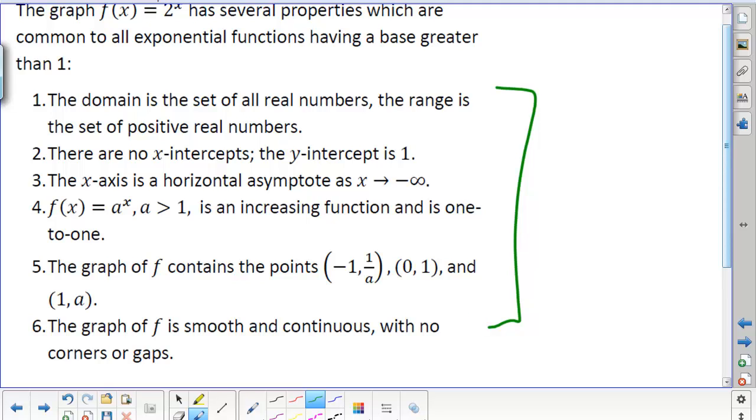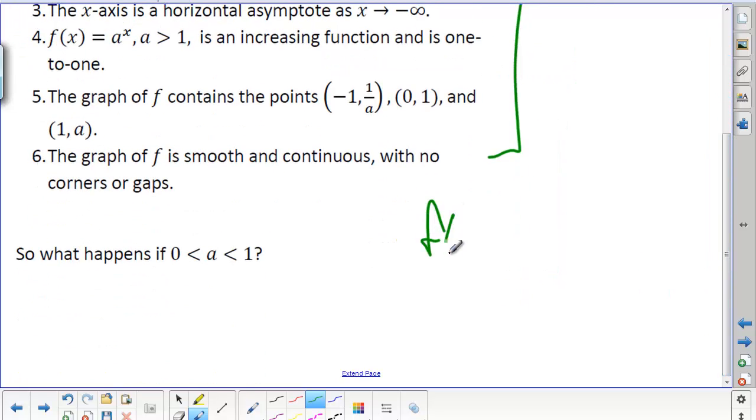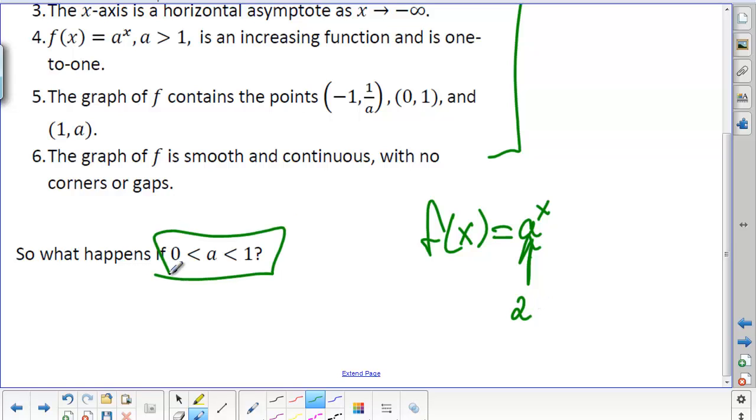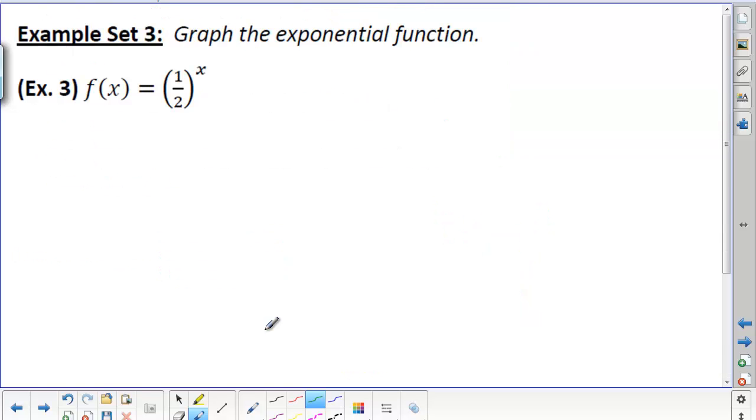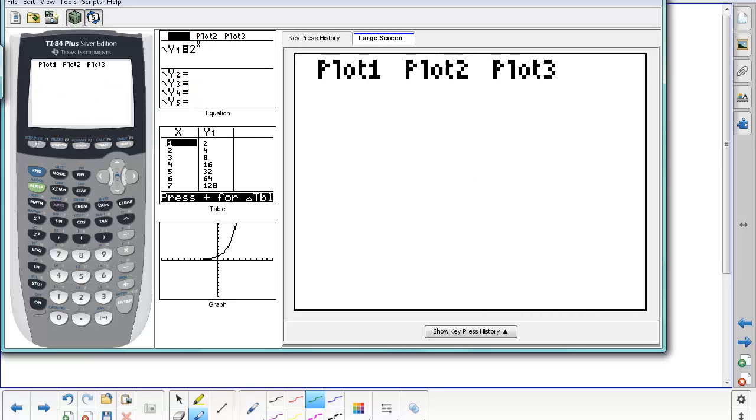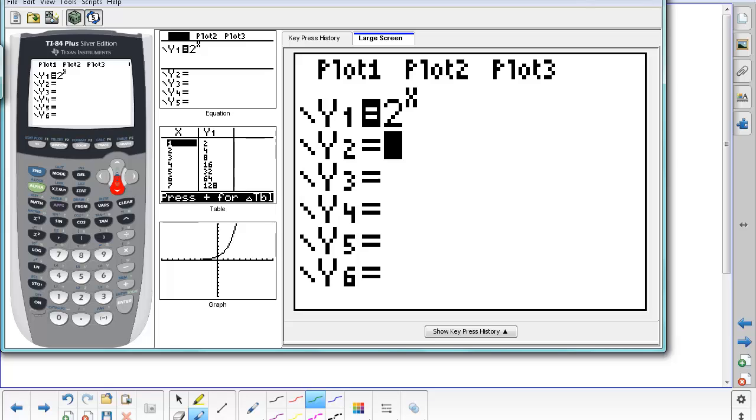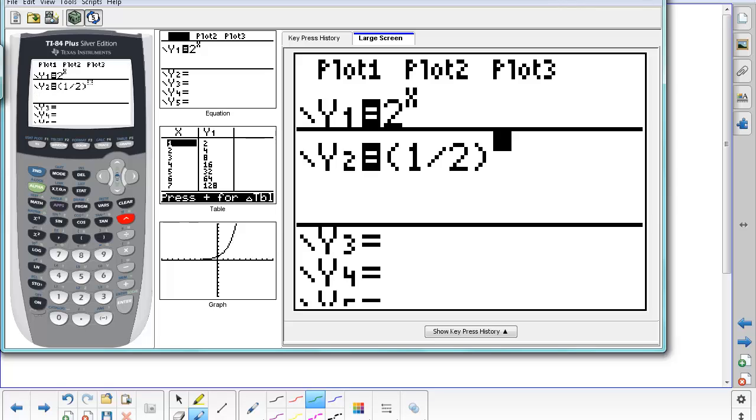Now that function we just looked at, 2 to the x, that 2 was that value of a, right? So the next question, well, what happens if a is something different? What if it's between 0 and 1? Say f of x is 1/2 to the x. So now this value of a, instead of 2, is 1/2. What's going to change there? So if we punch that in, go down here and put 1/2 to the x, and take a look at the graph there.